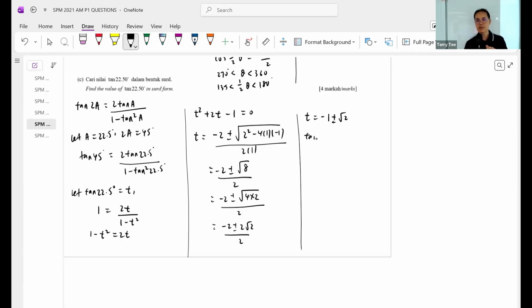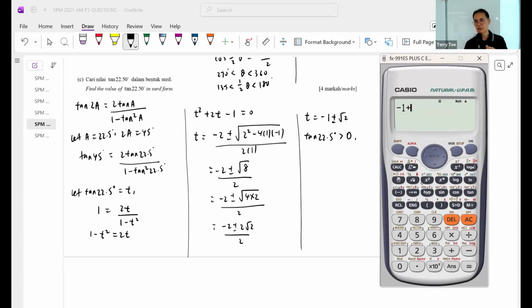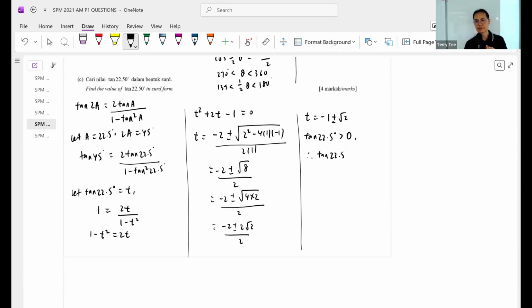But remember, tangent 22.5 is your t and it's more than 0. Tangent of an acute angle is always positive. If you take, let's say, negative 1 minus root 2, obviously this is negative. But if I change this to plus, it becomes positive. So therefore, your tangent 22.5 is minus 1 plus root 2, or you can write root 2 minus 1.